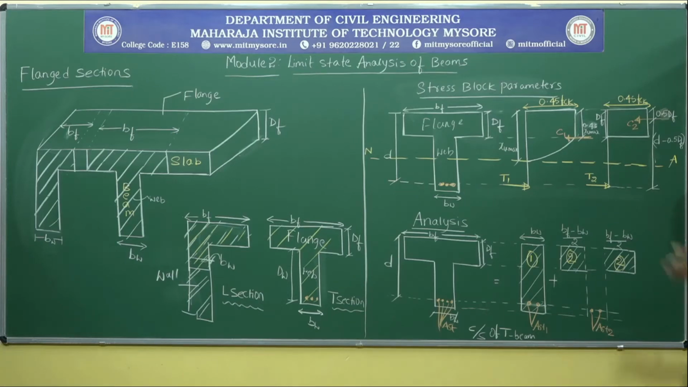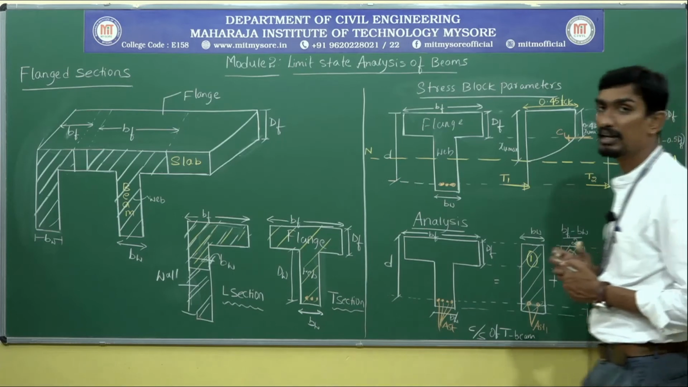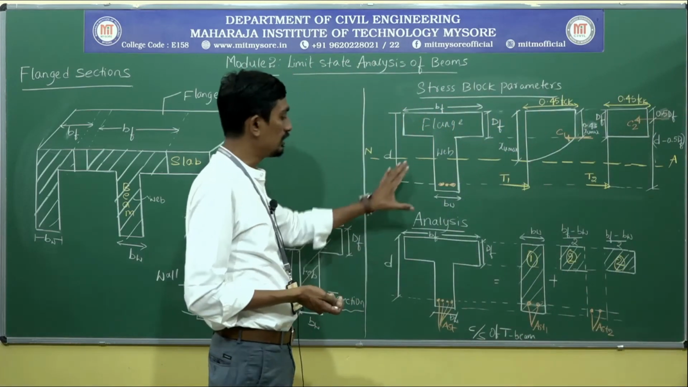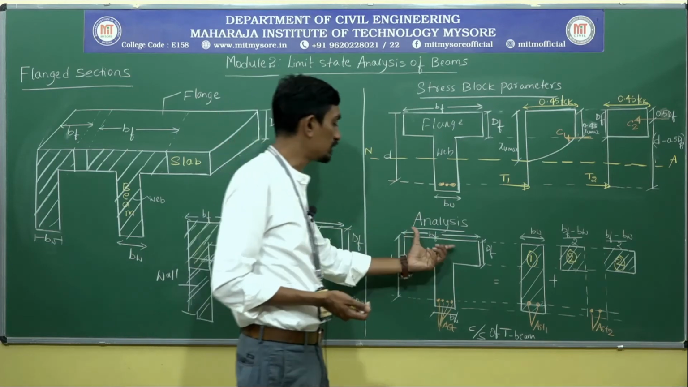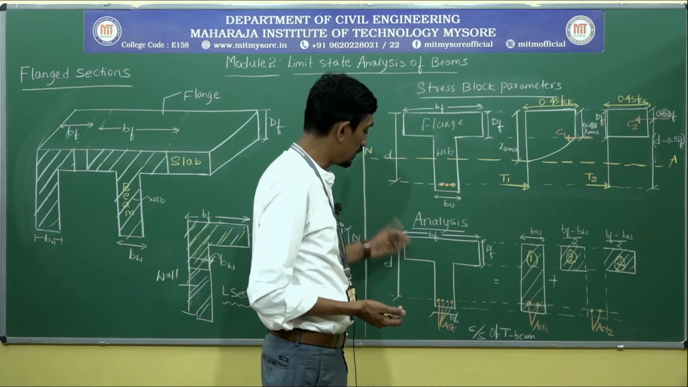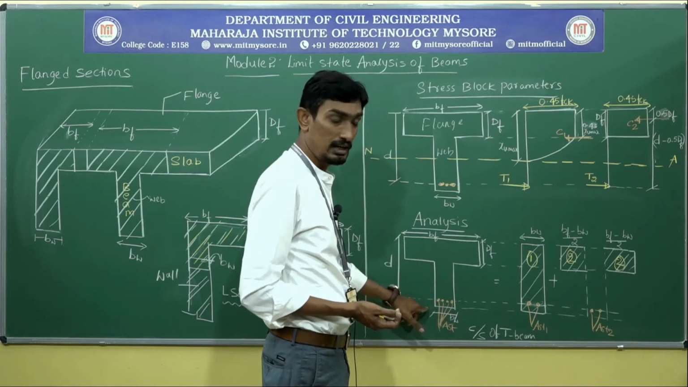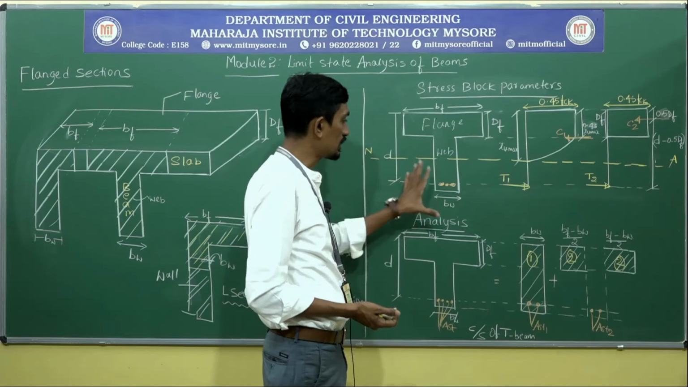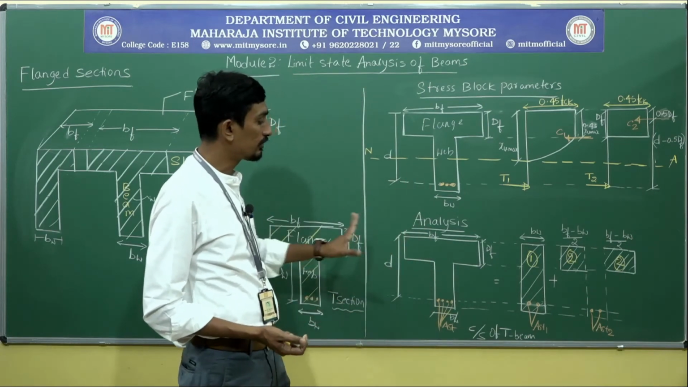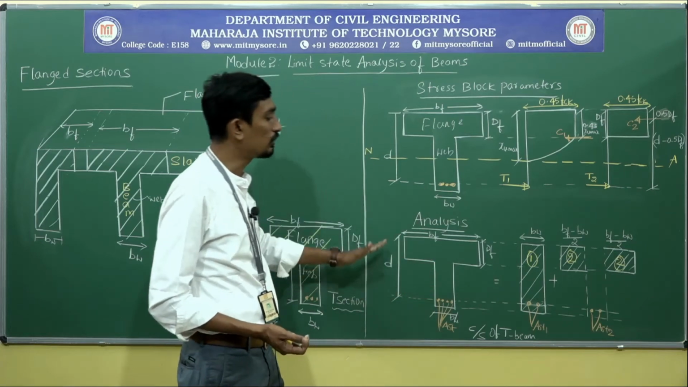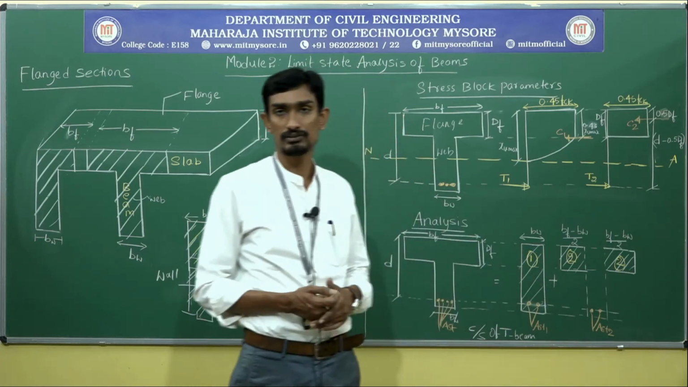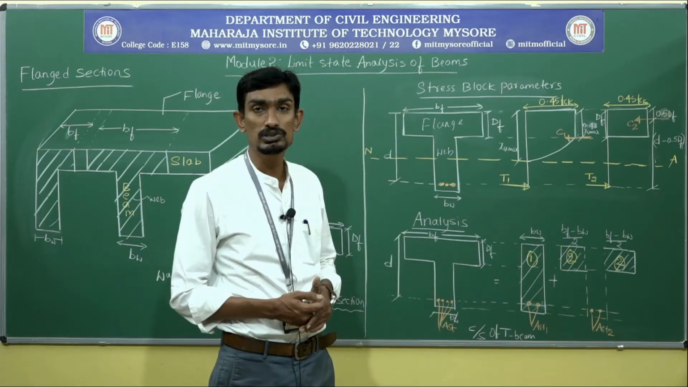Is it clear? Now come to the analysis part, a very important thing. I will consider the same T section with the same width of flange, depth of flange, width of web, area of steel and effective depth. I have considered the same diagram. Now this T section I am going to analyze by dividing it into two sections.